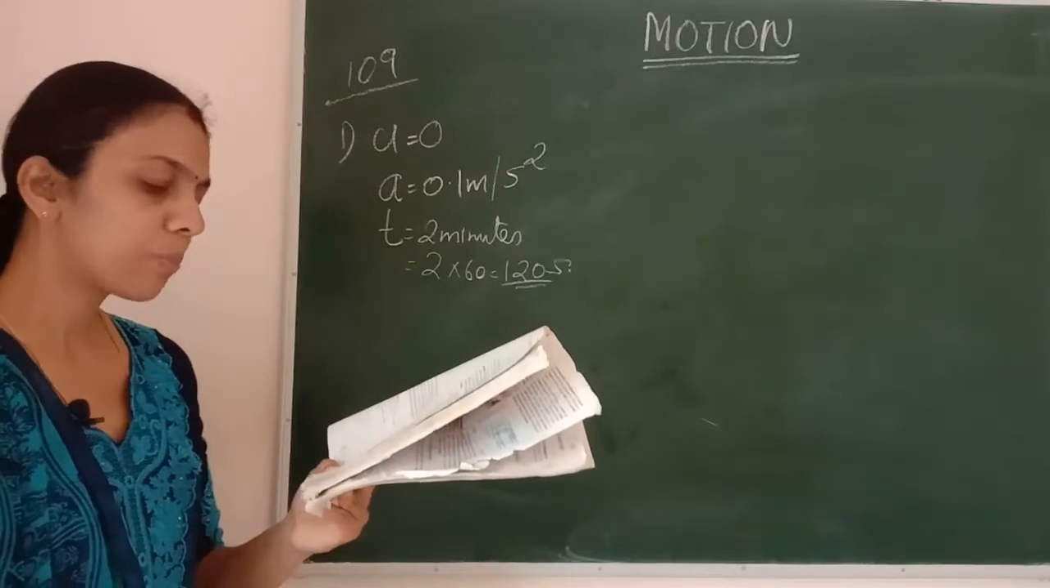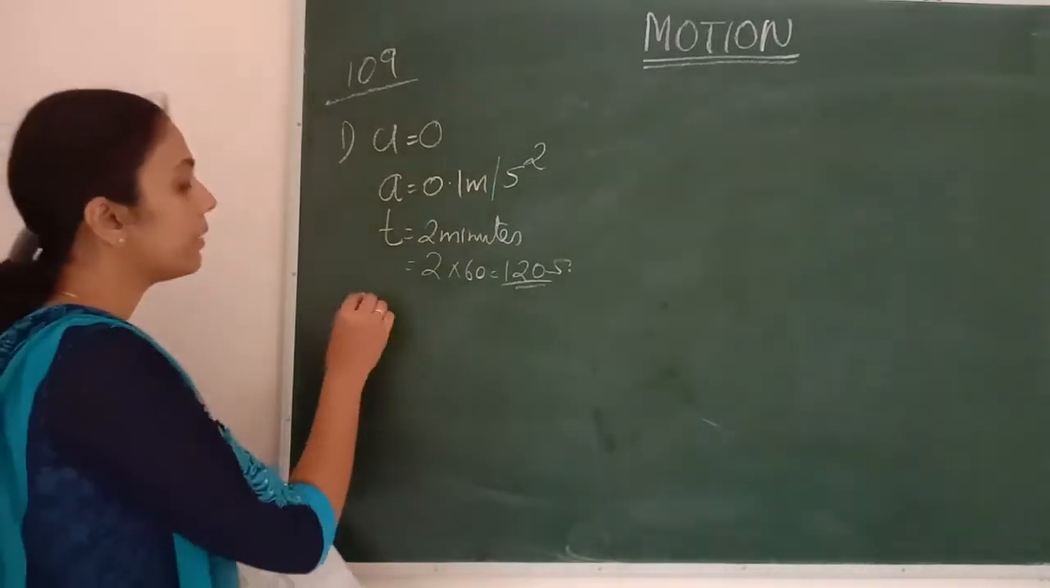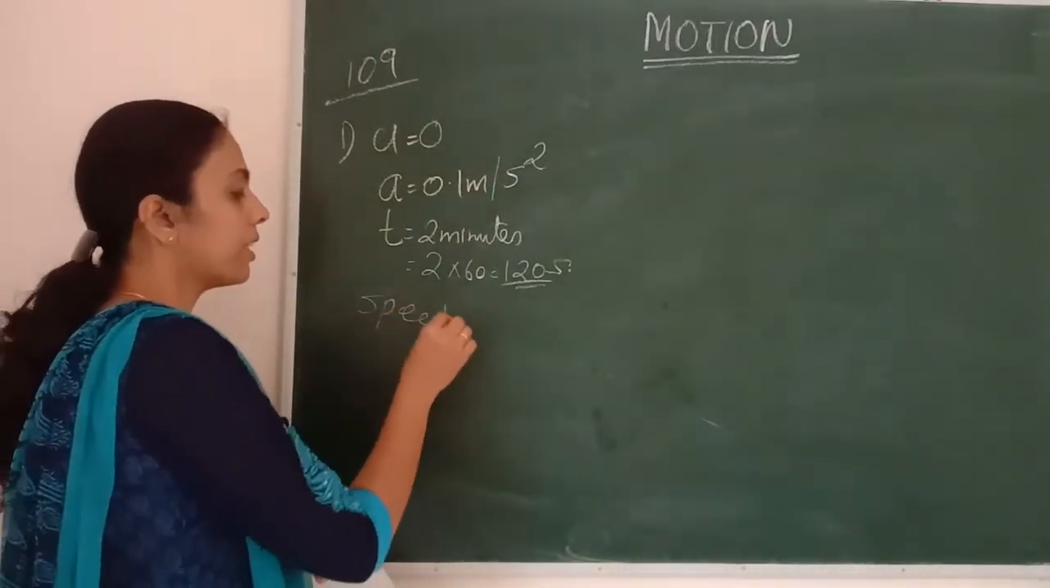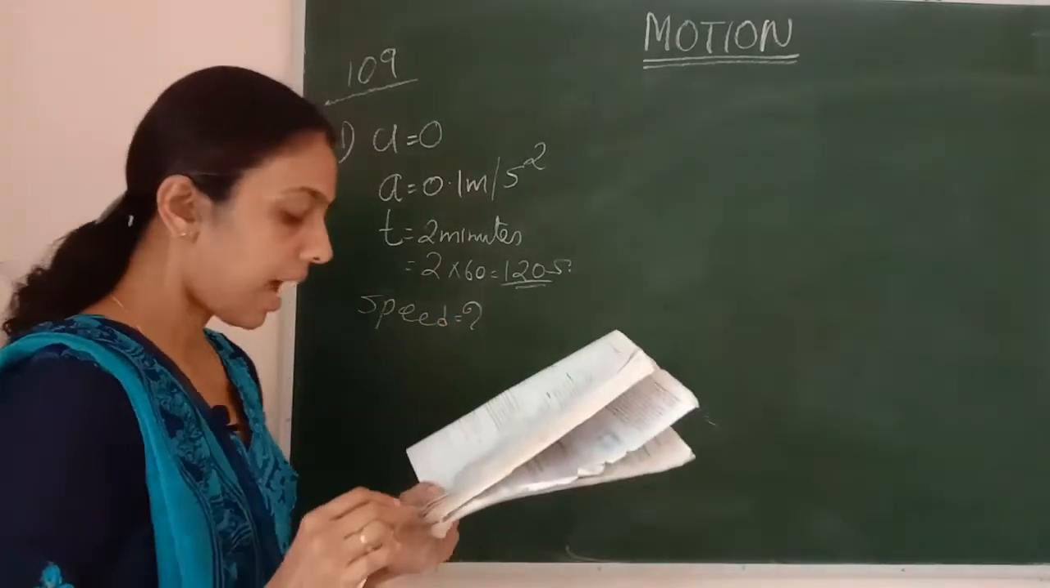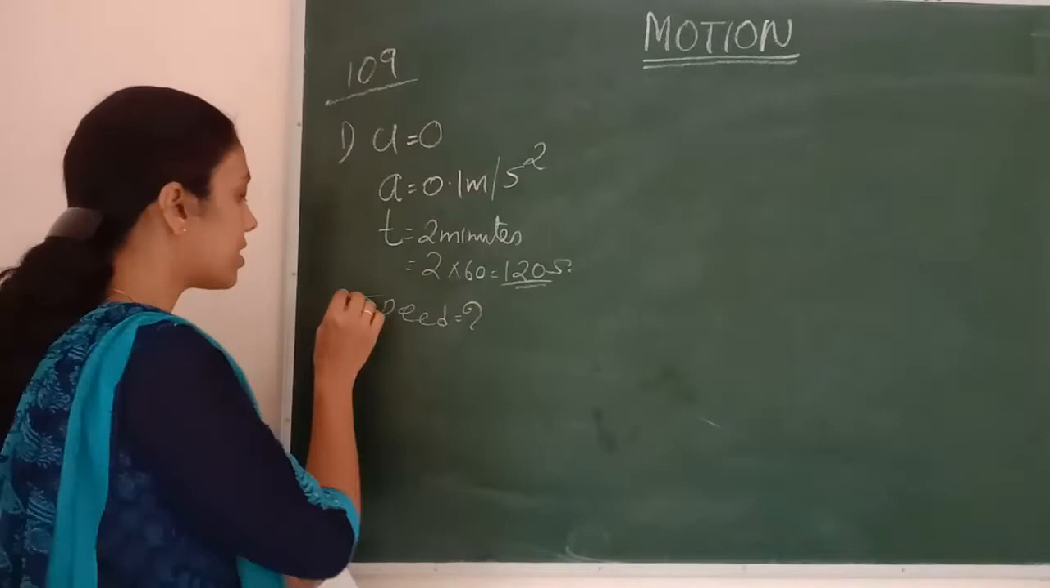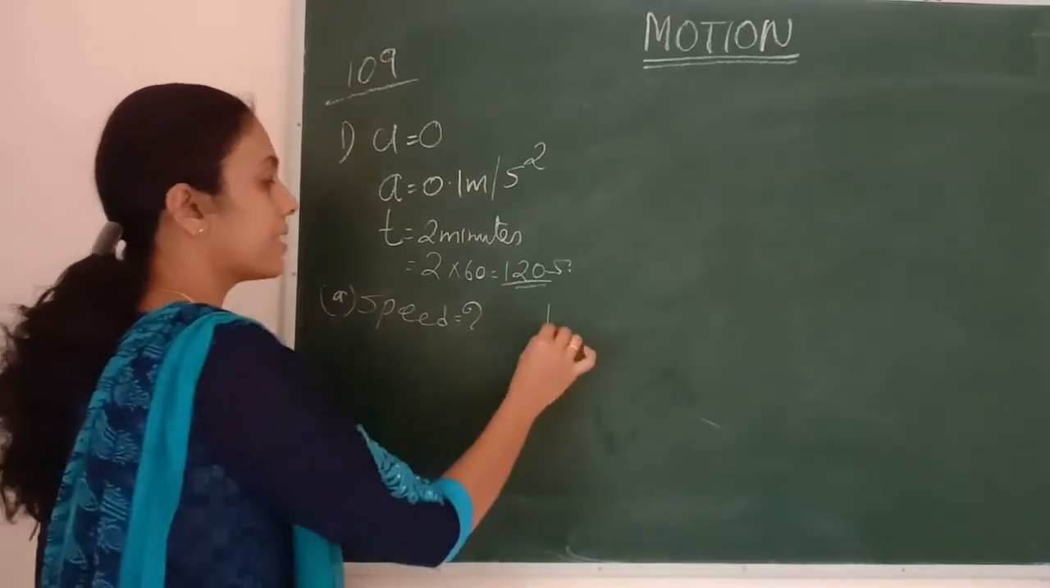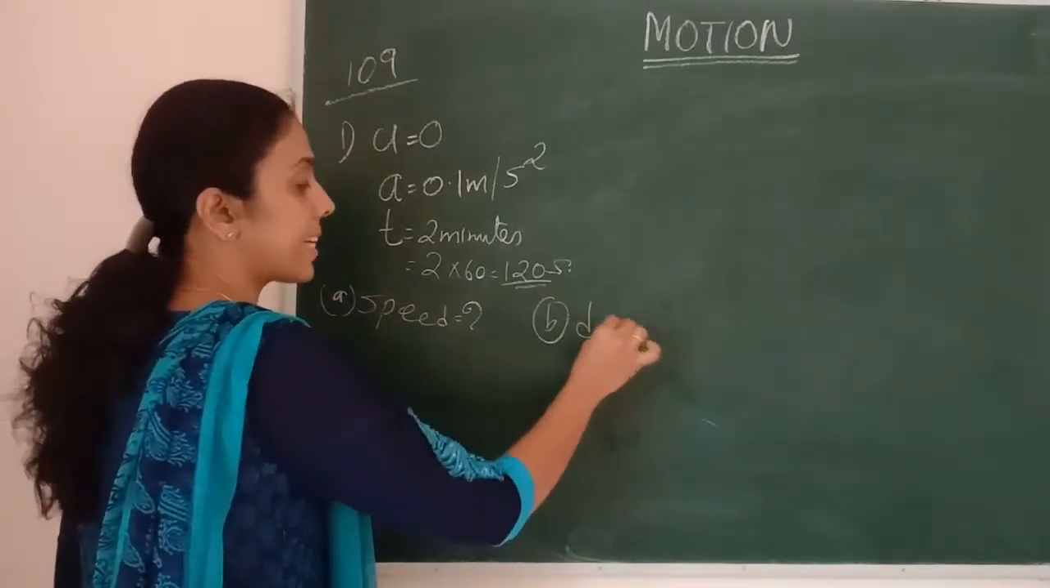And find the speed acquired. Speed we need to find out, that is velocity without direction. And the distance travelled. First one is speed and the second one is distance travelled.